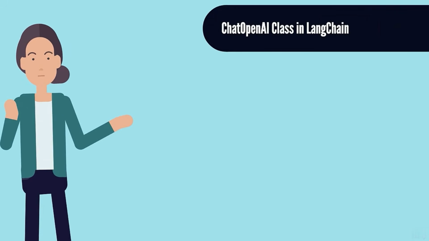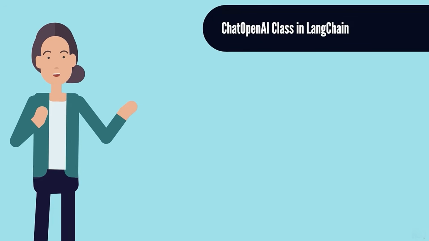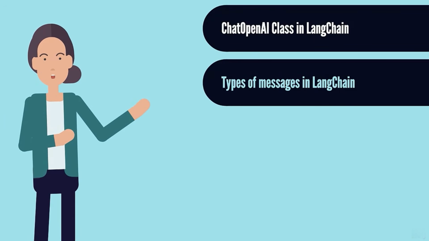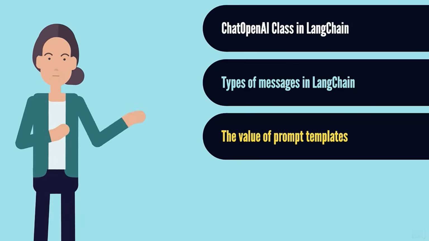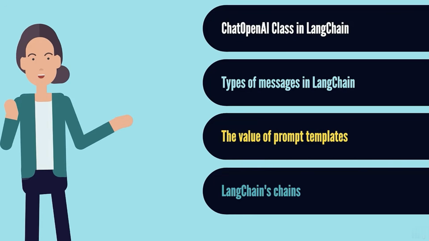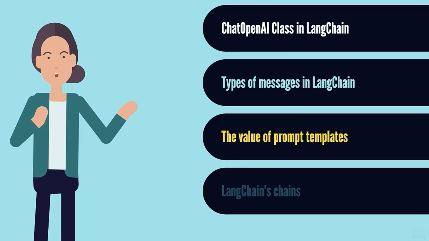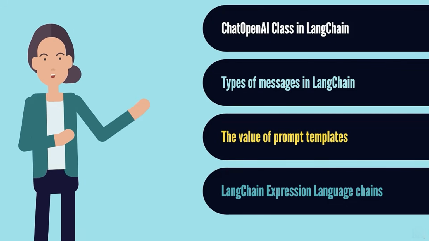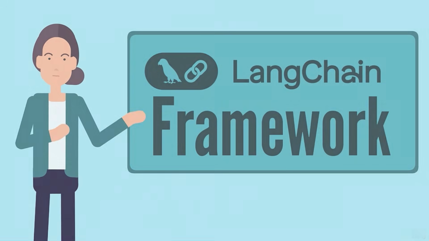First, we'll get acquainted with the Chat OpenAI class in LangChain, which supports OpenAI's chat models. Then we'll discuss in detail the different types of messages LangChain offers and the value of using prompt templates. After that, we'll give an overview of the most crucial concept in LangChain, namely the chain. Later in the course, we'll further unfold the chain implementation in the LangChain expression language section. I hope you're excited to dive into this adventure as we explore the magic of the LangChain framework.